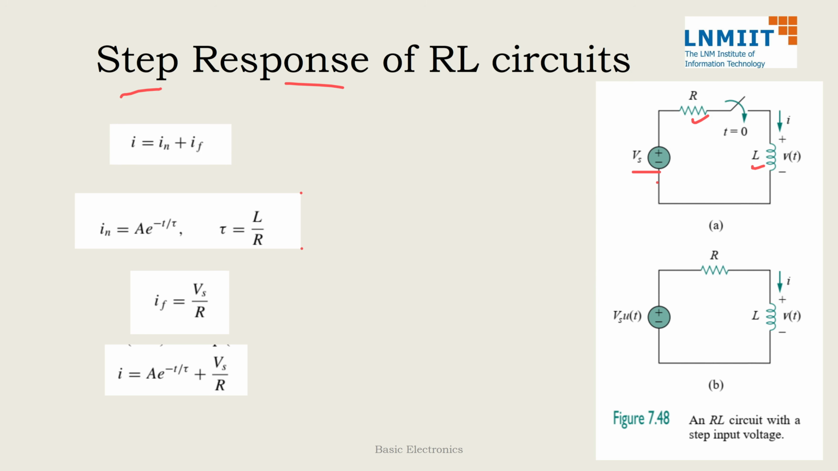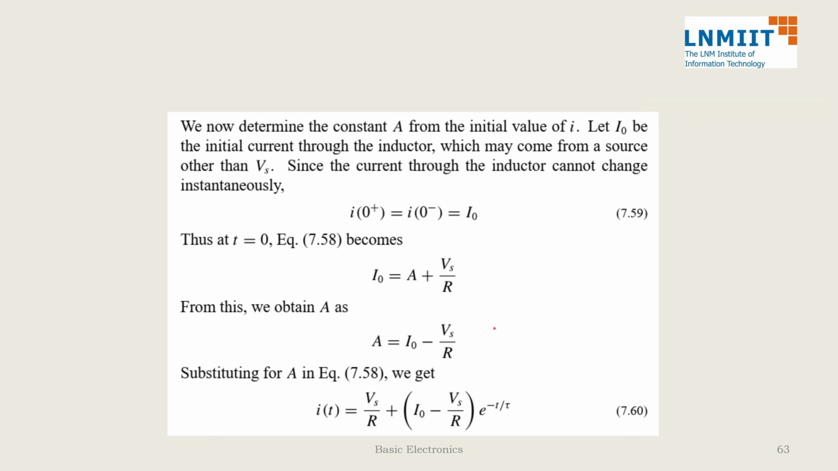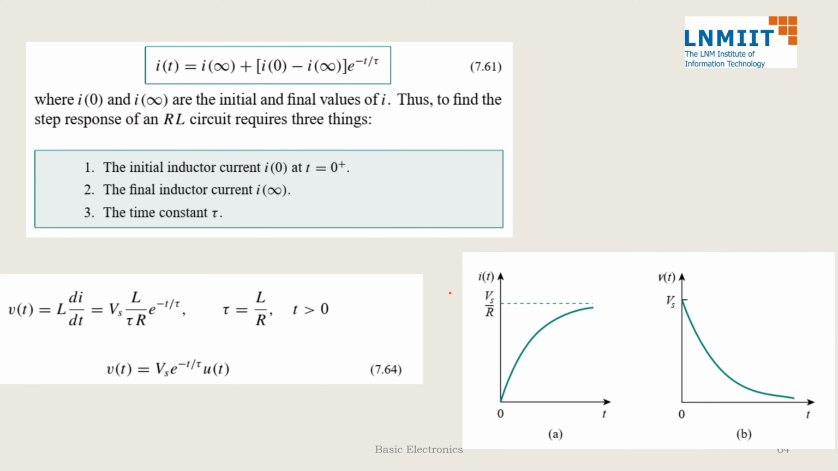So here again we will take exactly the same approach: we can apply KVL and solve for i(t). When we apply the KVL, we will again get a very similar equation. That means the current in the circuit, which is the series current of R and L, is I infinity plus the difference of I initial minus I infinity, times e raised to power minus t by tau.